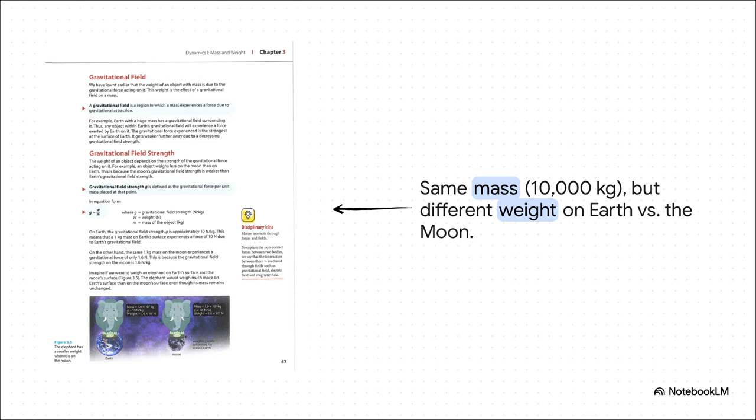This elephant is the perfect example. Check it out. Its mass, the amount of elephant stuff, is a huge 10,000 kilograms, and that doesn't change. But its weight, totally different story. On Earth, gravity yanks it down with a force of 100,000 newtons. But on the moon, where gravity is much weaker, the pull is only 16,000 newtons. It's the exact same elephant, but it weighs more than 6 times less on the moon.